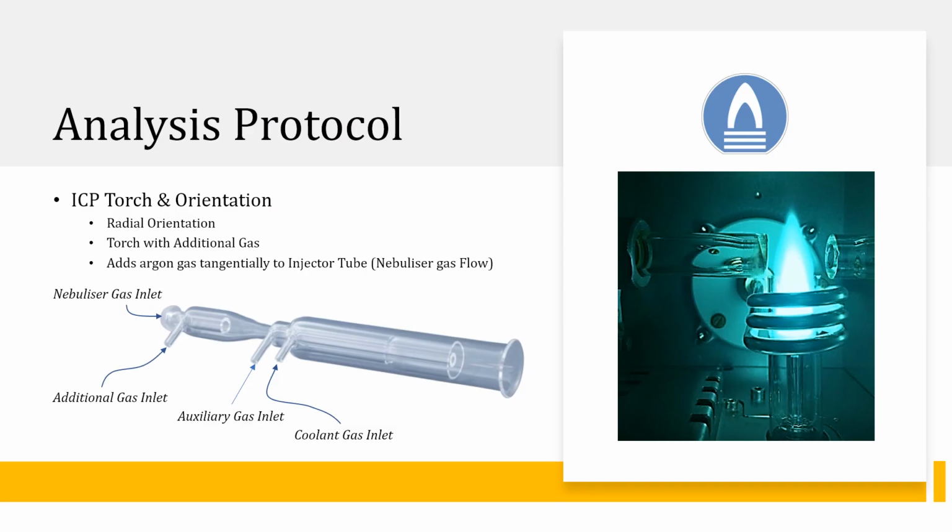So the ICP torch and orientation: it was set up in the radial observation mode. The torch has an additional gas inlet, which adds argon tangentially to the injector tube. So on the left hand side we can see the nebulizer gas inlet in there. Some additional gas comes in tangentially, and then the typical auxiliary and coolant gas.